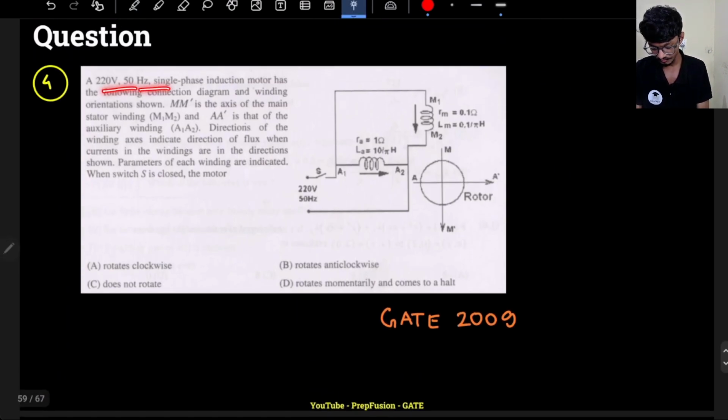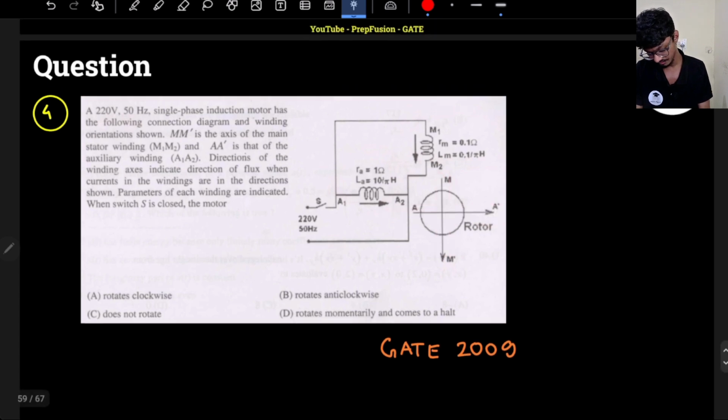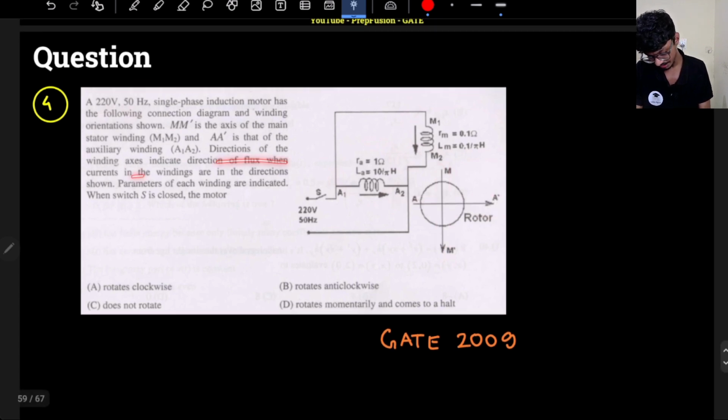A 220 volt 50 hertz single phase induction motor has the following connection diagram. So this is the connection diagram. 220 volt 50 hertz. Okay. MM axis is the main field flux axis. So this is the main field flux axis and this is the auxiliary winding field flux axis. The direction of the winding axis indicates the direction of the flux. So these are my directions of the flux. Okay. Parameters of each winding are indicated over here.